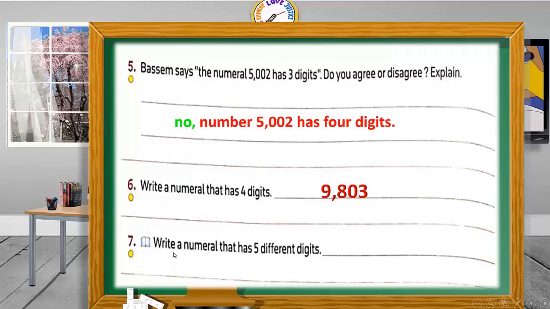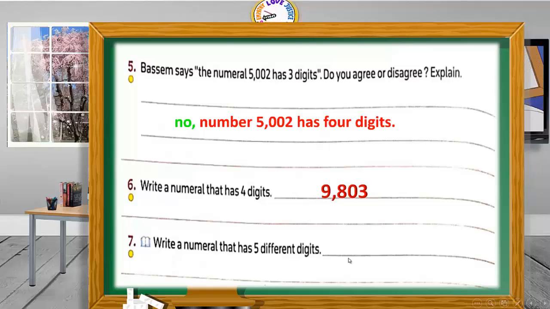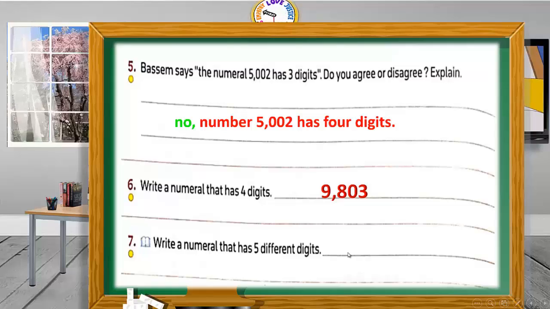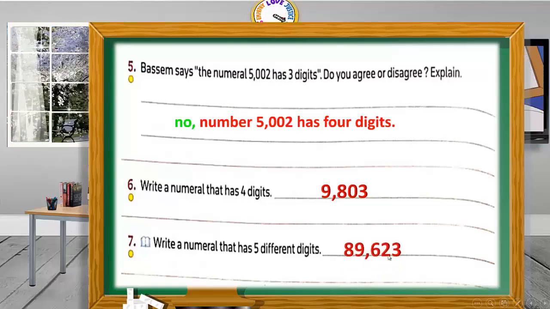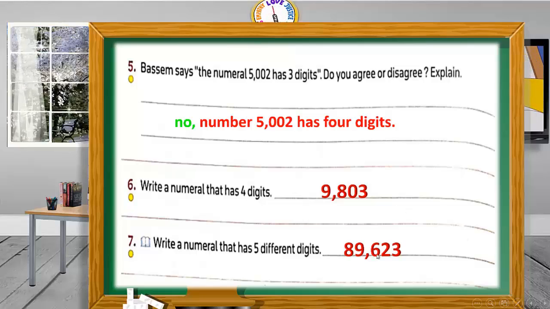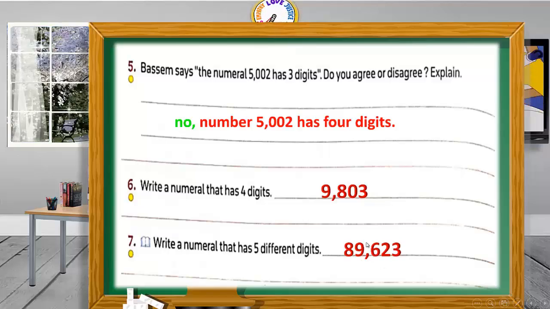Number 7. Write a numeral that has 5 different digits. Don't repeat any digit in your numeral. Like this, I have 89623. You can write another number here and here, okay? 89,623.